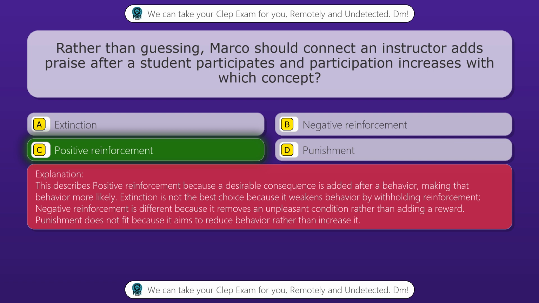This describes positive reinforcement because a desirable consequence is added after a behavior, making that behavior more likely. Extinction is not the best choice because it weakens behavior by withholding reinforcement. Negative reinforcement is different because it removes an unpleasant condition rather than adding a reward. Punishment does not fit because it aims to reduce behavior rather than increase it.